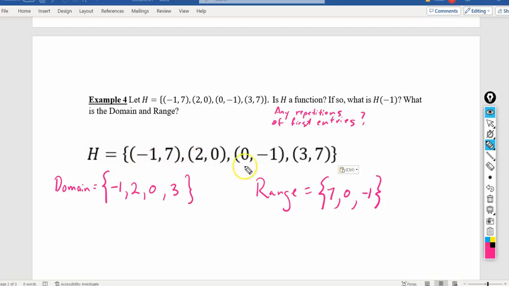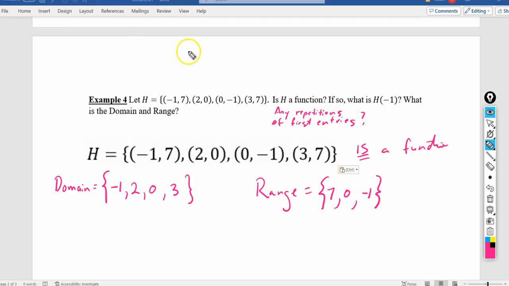-1 is not repeated anywhere else as a first entry, so we're okay. 2 is not repeated anywhere else as a first entry, so we're okay. 0 is not repeated anywhere else as a first entry, so we're okay. And then 3 is not repeated anywhere else as a first entry. So I've gone right through the list, and so this is a function.